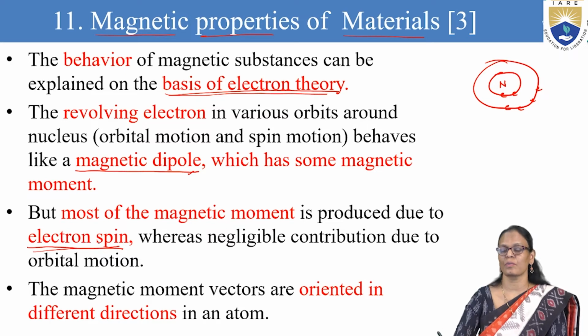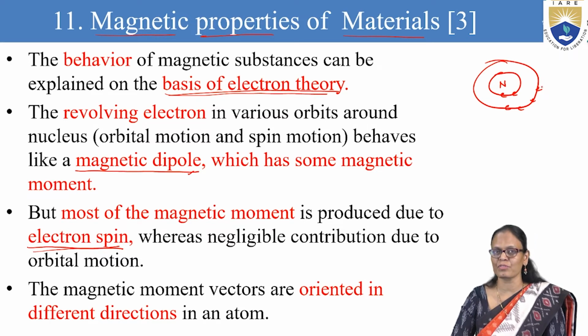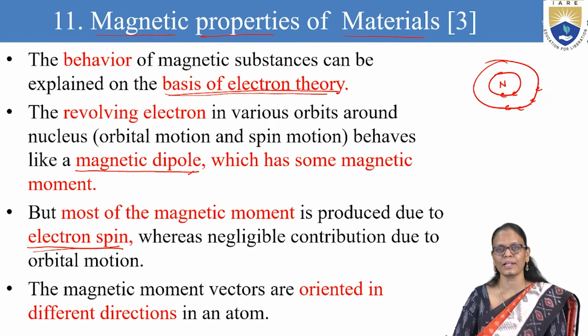Here, just like the earth revolves around the sun and rotates about its own axis, the electron revolves around the nucleus and also rotates about its own axis, which we call spin. So the contribution to the magnetic moment is mainly due to the electron spin, because we also have the spin of the nucleus, which is considered negligible.